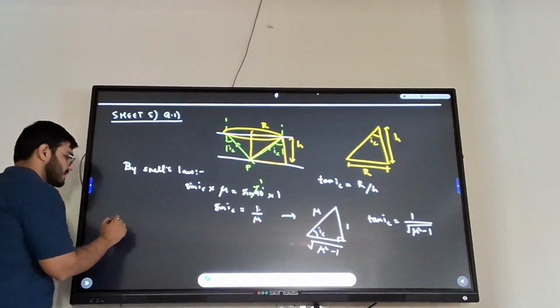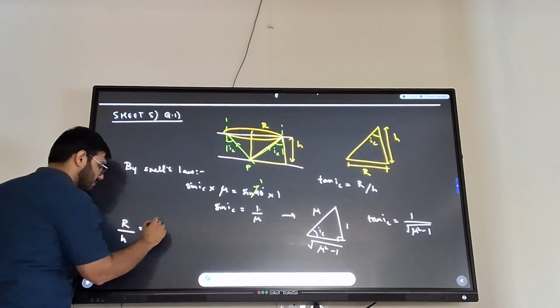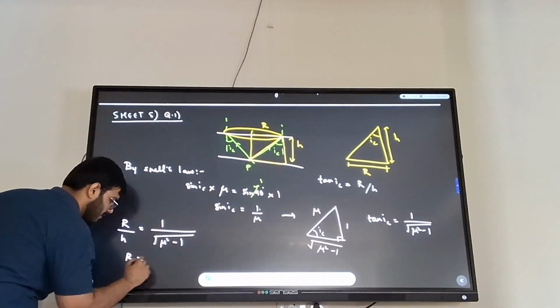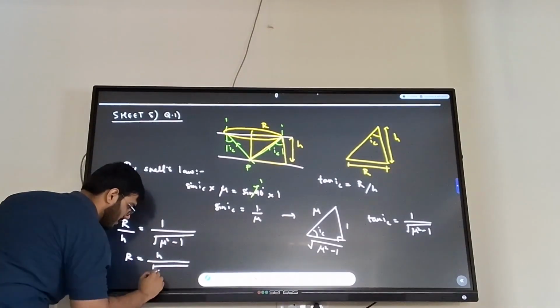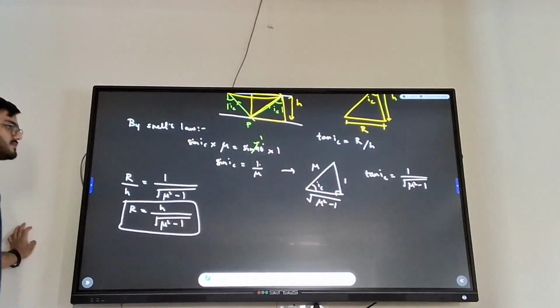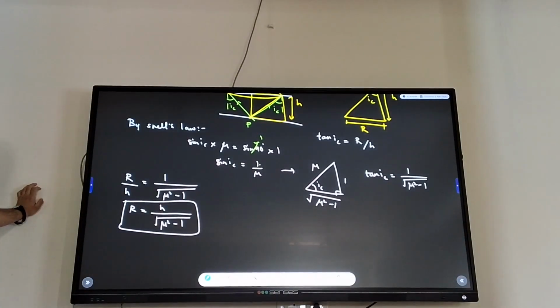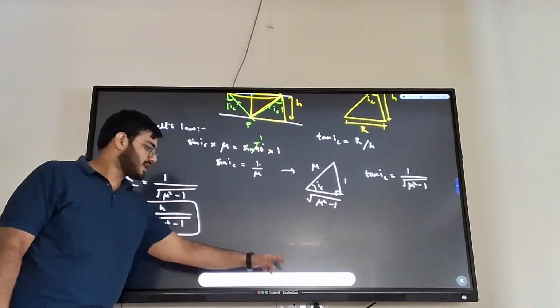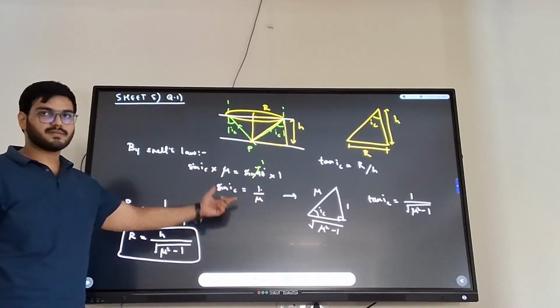Then this tan IC and that tan IC are the same. Then what will you get? R by H is equal to under root of this thing. And then what will be R? Yes. Very simple. I made one triangle and then I applied this condition of TIR.